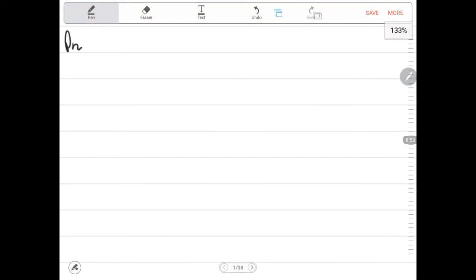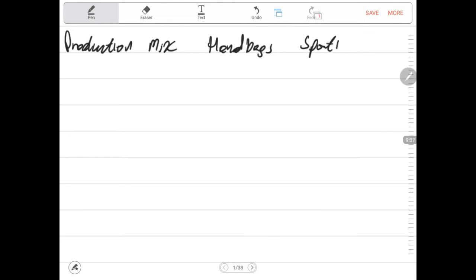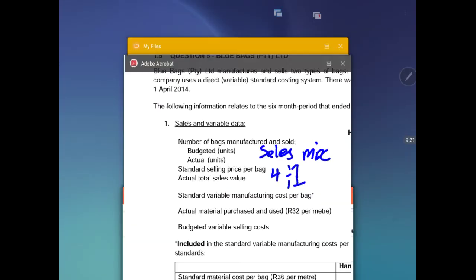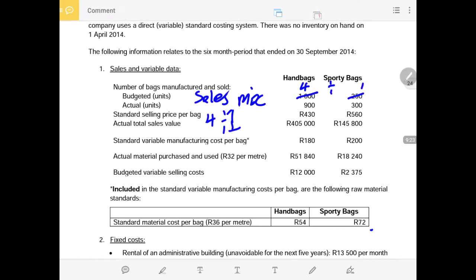Now let me say product mix. Production mix, we have handbags and we also have sport bags. Our production mix is 4:1, or a product ratio or sales ratio. And that one is done. I've shown the calculation on the side. Then now we go to the next one.